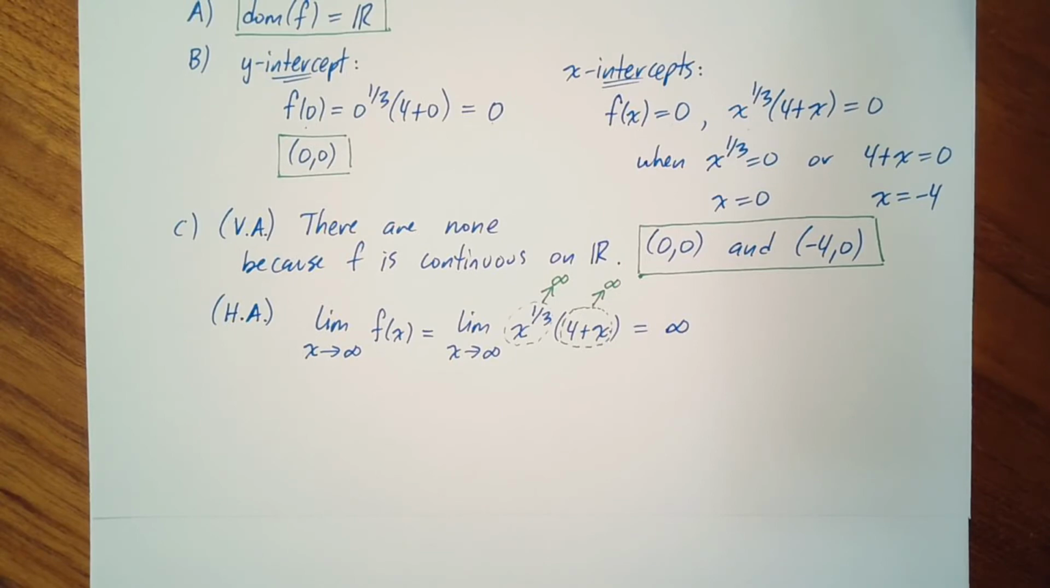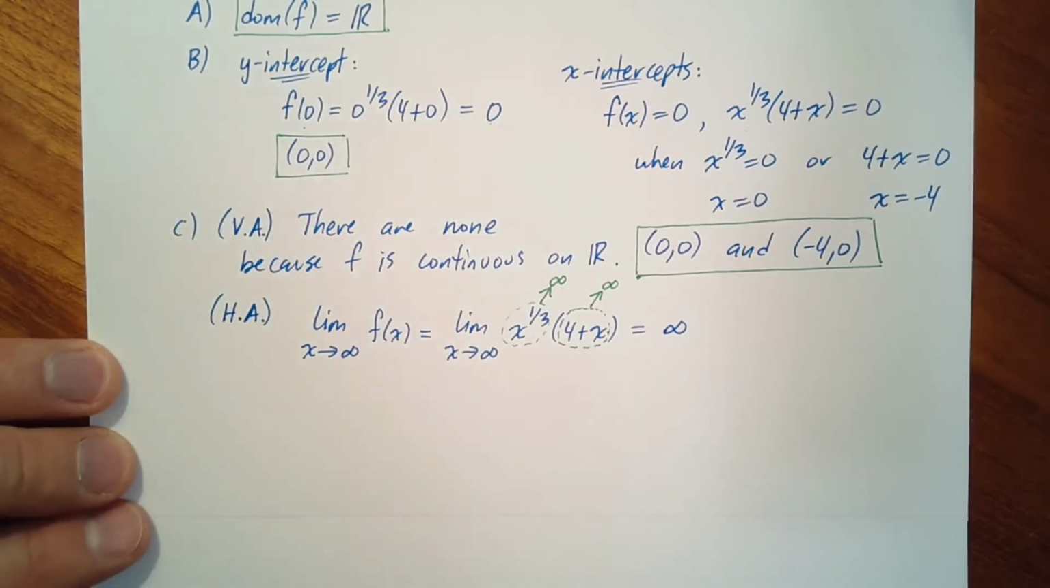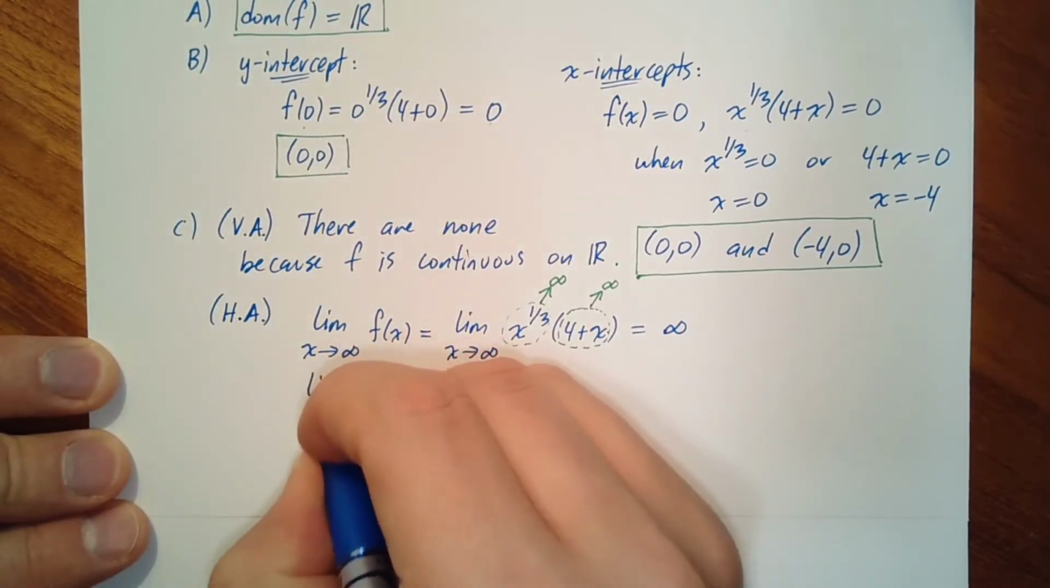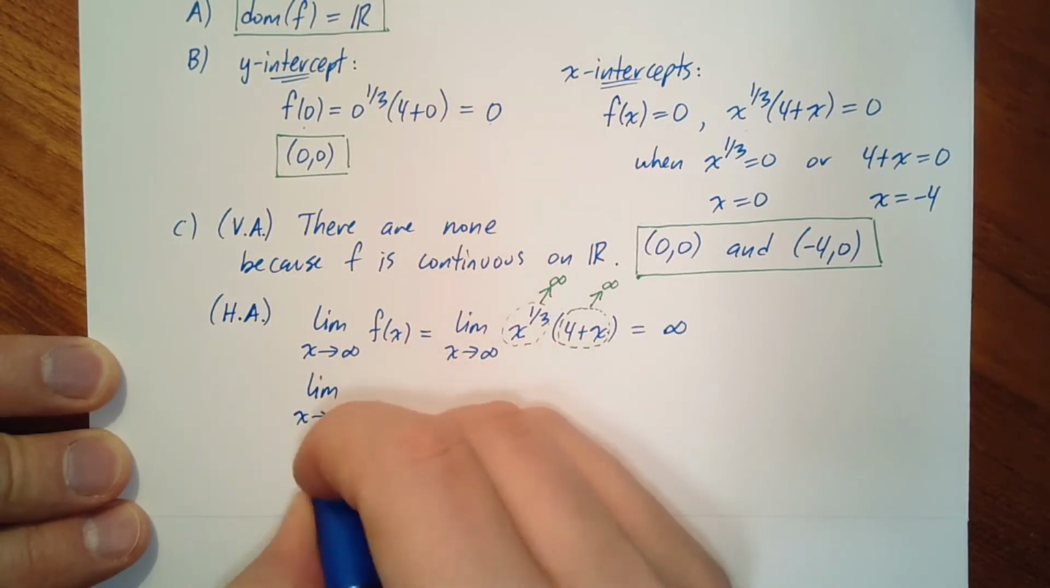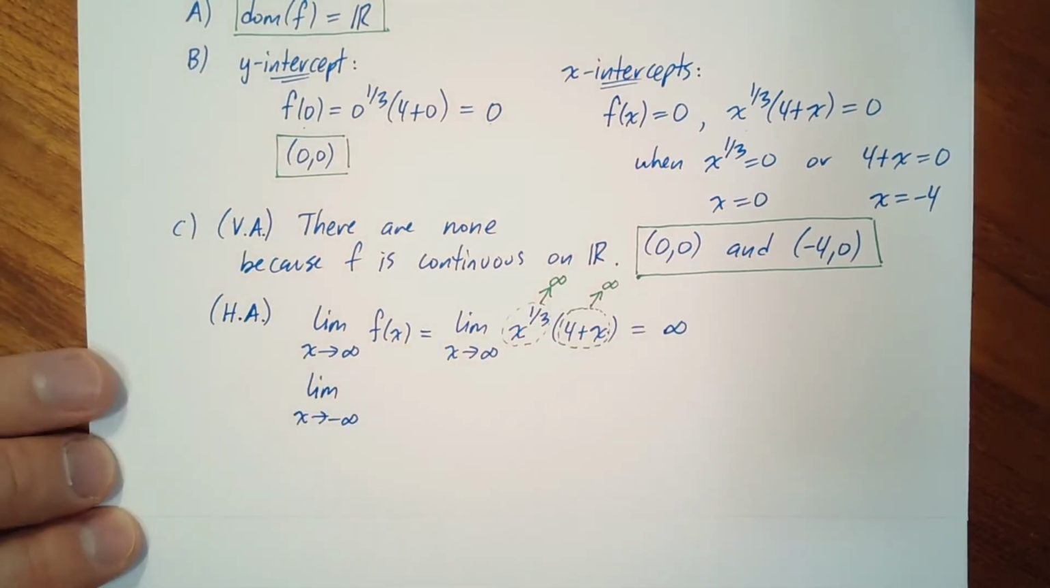Okay, so that's the limit in one direction. What about the limit in the other direction? If we want to check for horizontal asymptotes carefully, we are going to want to check in the other direction as well. The limit as x goes to negative infinity.